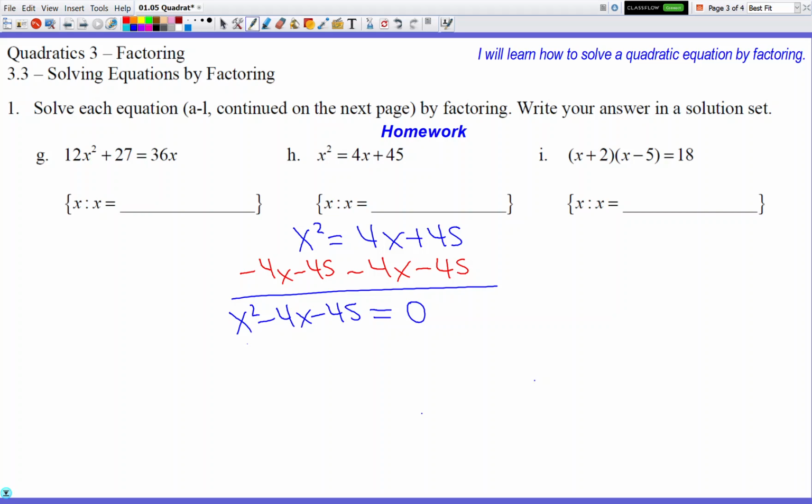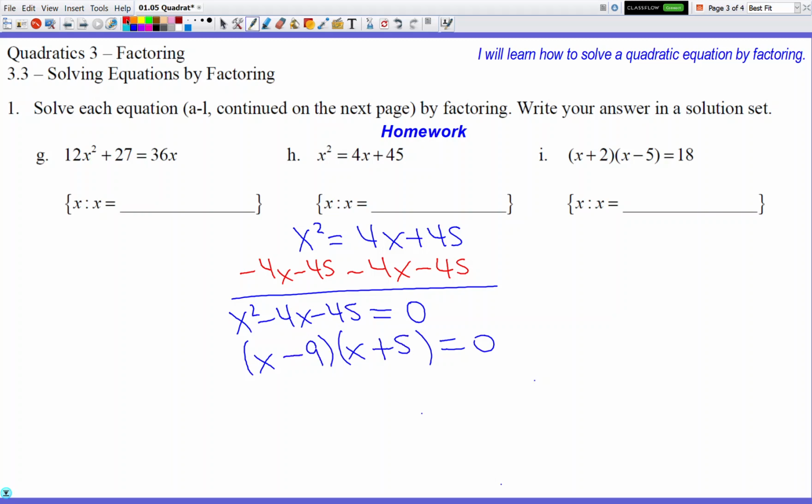So we're going to start off with blank parentheses equal to 0. There's that key characteristic we need to have: we need to have that equals 0. We didn't have it in the beginning of the problem. So we've got x's in the front, and what two numbers make negative 45 when I multiply and negative 4 when I add? That would be negative 9 and positive 5.